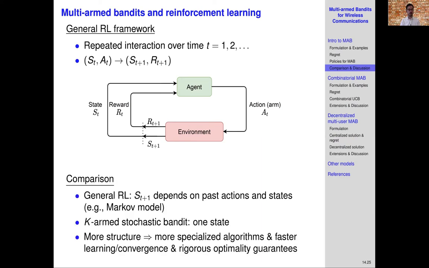So in the general reinforcement learning problem, the next state depends on past actions and states, in particular, for instance, according to a Markov rule. But in the k-arm stochastic bandit, there is only one state. So as we see, in the bandit we have more structure. It's a more specific case, but this results in more specialized learning algorithms with faster convergence rates and with rigorous optimality guarantees.